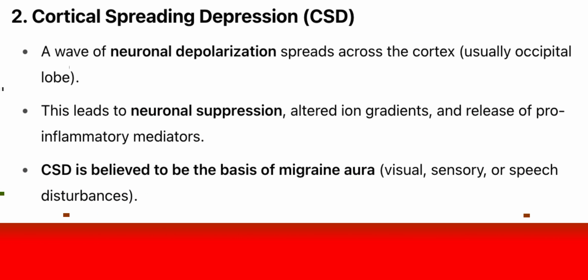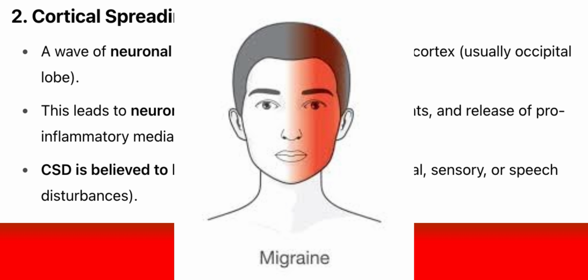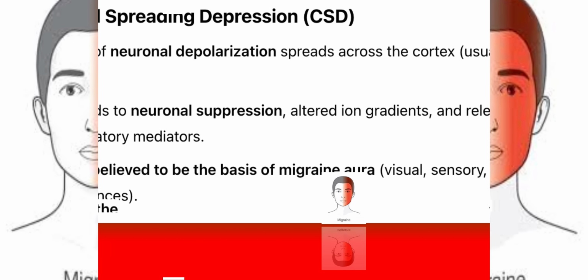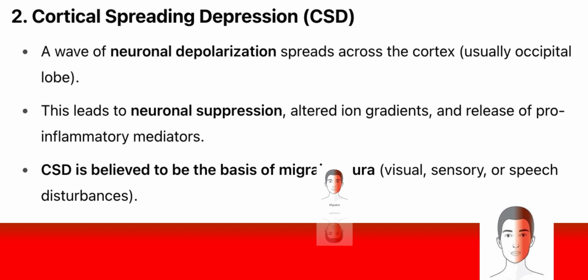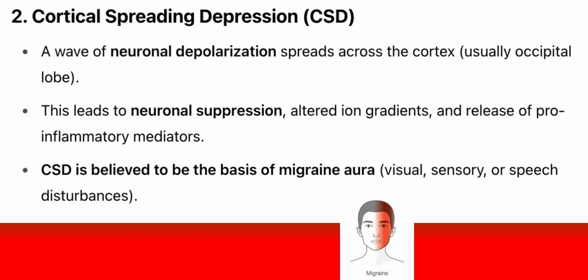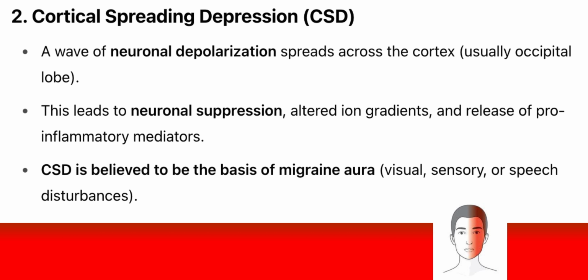2. Cortical spreading depression, CSD. A wave of neuronal depolarization spreads across the cortex, usually the occipital lobe. This leads to neuronal suppression, altered ion gradients, and release of pro-inflammatory mediators. CSD is believed to be the basis of migraine aura: visual, sensory, or speech disturbances.